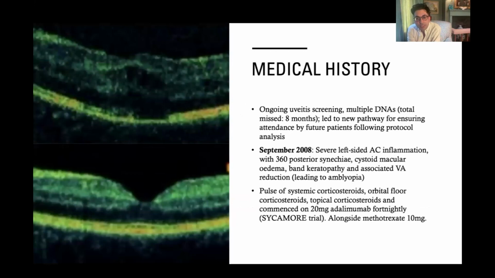So he started uveitis screening, but at some point he did not attend his appointments, for a total of 8 months lost in screening. And that's an interesting side note, because him missing all those appointments led to a causal analysis to understand why he did not attend, which led to a new pathway for ensuring attendance for all future patients at Bristol Eye Hospital. So when he presented 8 months later, he had severe left-sided AC inflammation, +3, +4, with 360 posterior synechiae, macular edema, band keratopathy, and, as you would expect, associated visual reduction.